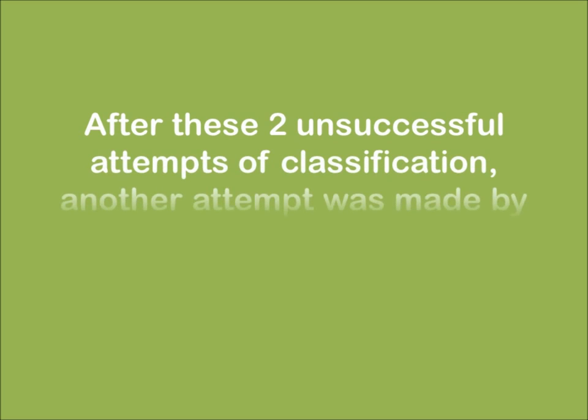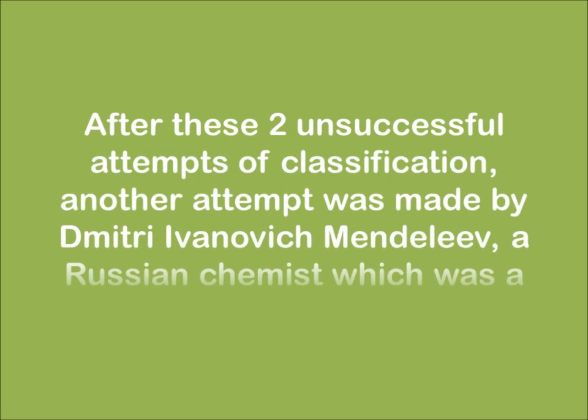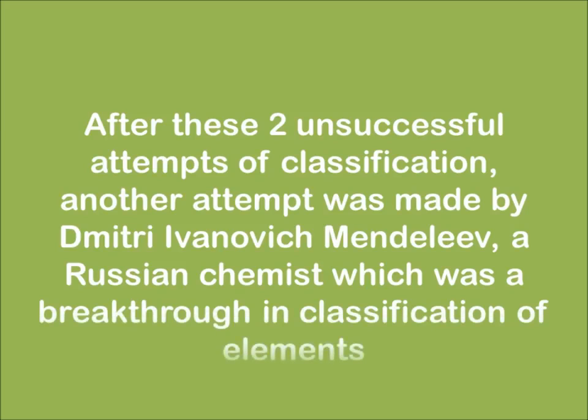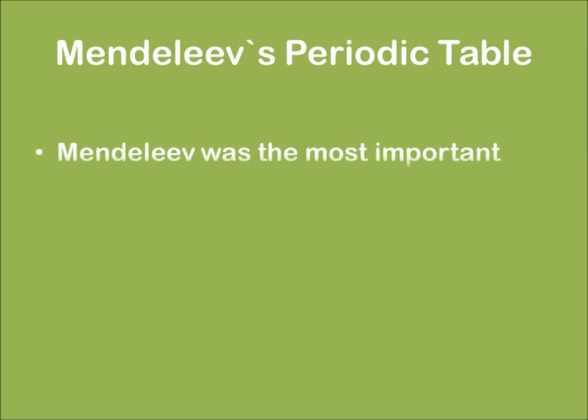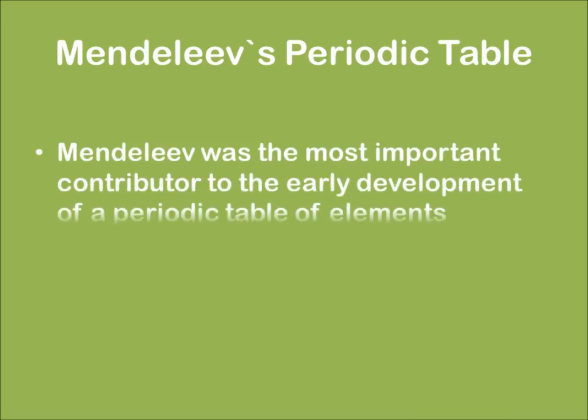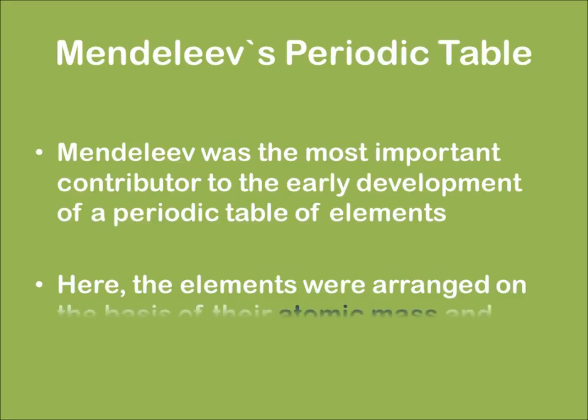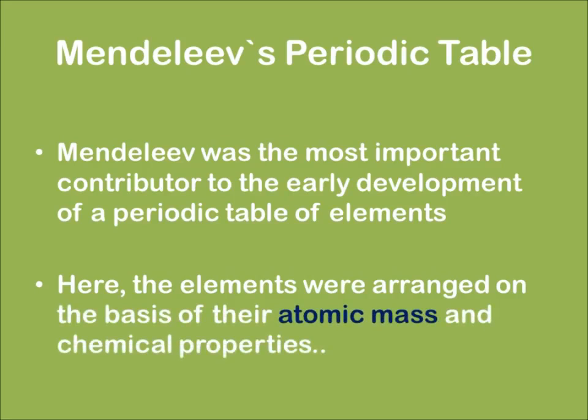After these two unsuccessful attempts at classification, a new attempt was made by Mr. Mendeleev, which was a breakthrough in the classification of elements. Coming to Mendeleev's periodic table. Mendeleev was the most important contributor to the early development of the periodic table of elements. Here the elements were arranged on the basis of their atomic mass and chemical properties.